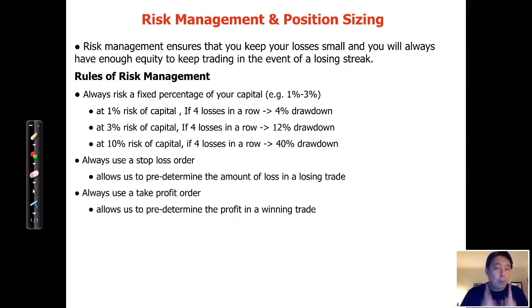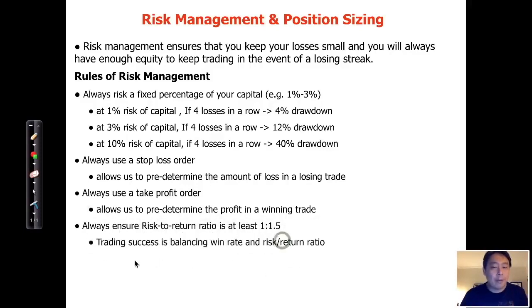And by having a predetermined profit target, you can ensure that you always get more than 1 R of risk. So when you lose 1 R, when you win, you have to win more than 1 R. 1.5 R is my style for forex. Okay. So again, ensure your risk to return ratio is at least 1:1.5. And again, trading success is balancing between win rate and risk to return ratio.